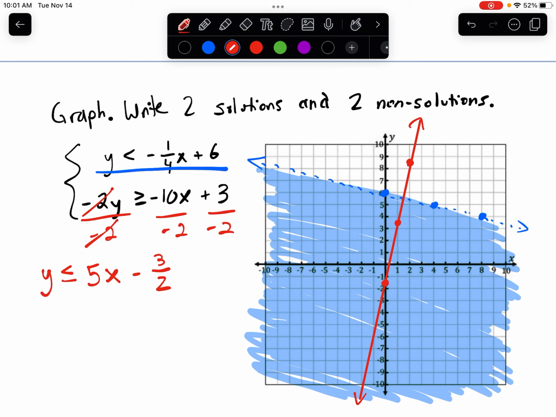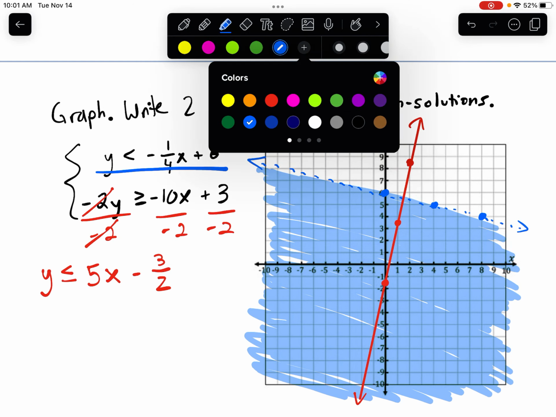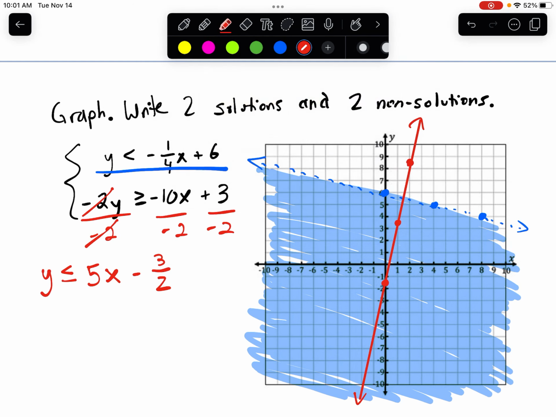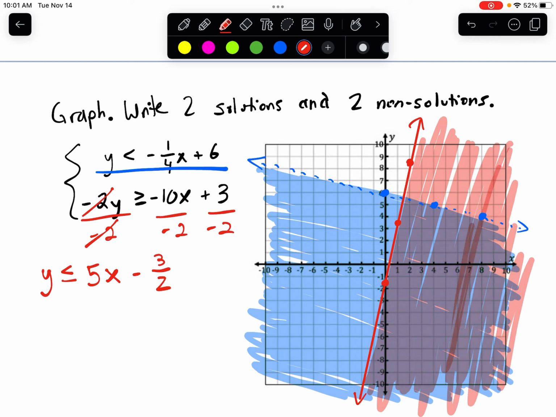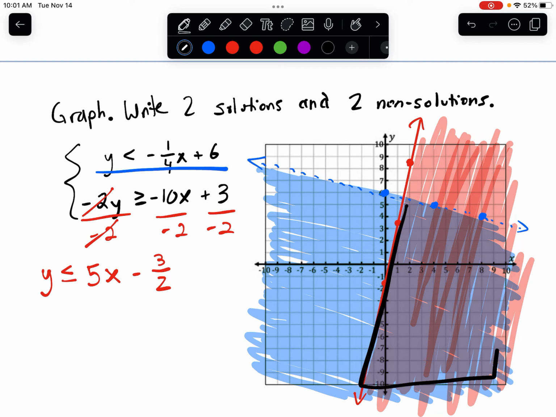All right, and I want to do anything less than or equal to. So I think about this being a rooftop, right? Anything below the rooftop. So let me choose a red highlighter color here. And we're going to do anything less than, right? Underneath that rooftop is going to be in this shaded region over here. All right, so we know that my solutions are going to be anywhere in the area that is shaded double, right? So I want the red and the blue. So that's going to be anything in this region over here, all right?